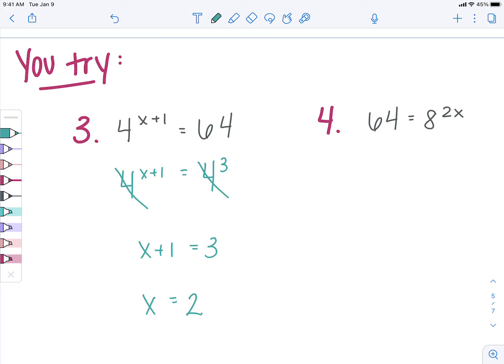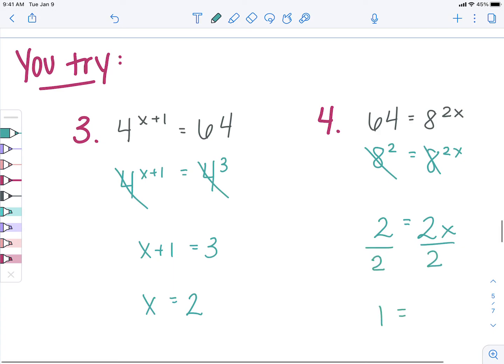You get x equals 2. 64 is the same thing as 8 squared. So you get 2 equals 2 to the x. Can you do this like this? Is this number 5 by 2? Oh, you're right.